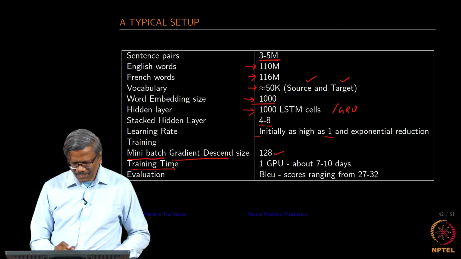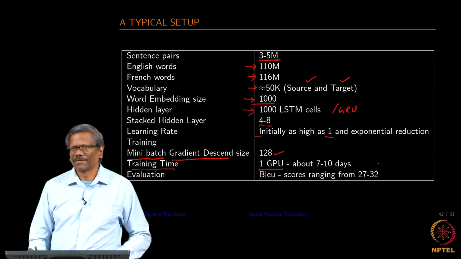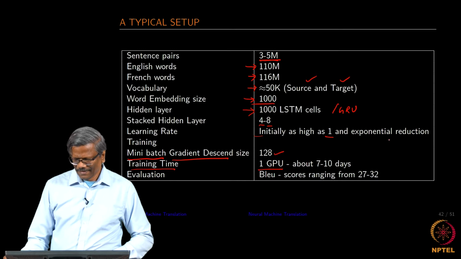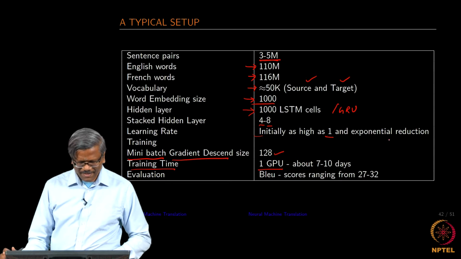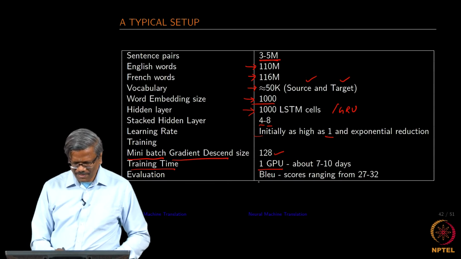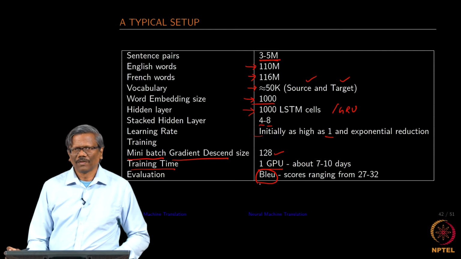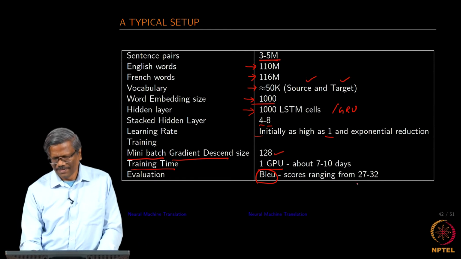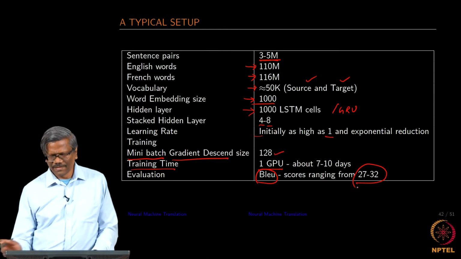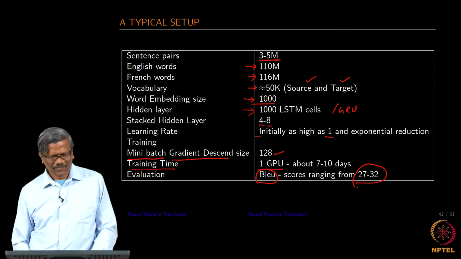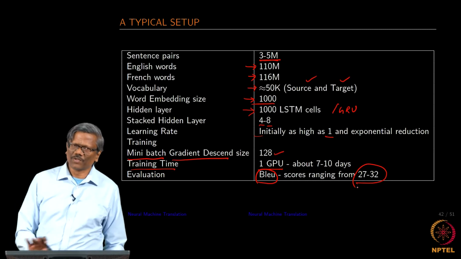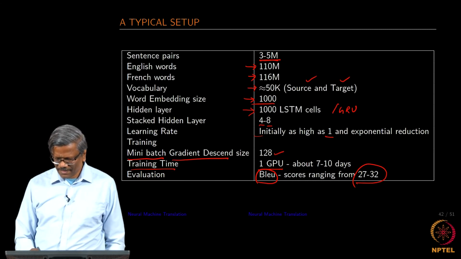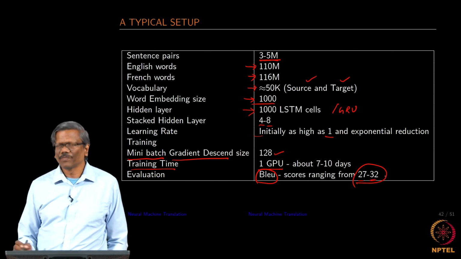The training time, if you use 1 GPU, is about 7 to 10 days for this set of English and French pairs of sentences. And then the evaluation score is obtained using BLEU. We learnt about it earlier, and the scores are usually in the range of 27 to 32. Okay. So, this is what you will find in most of the papers. The values range from 27 to 32.